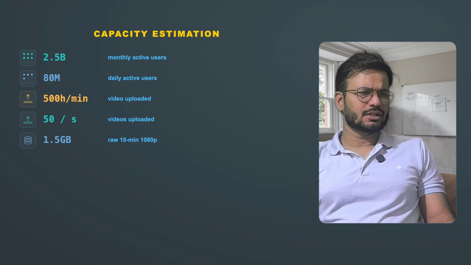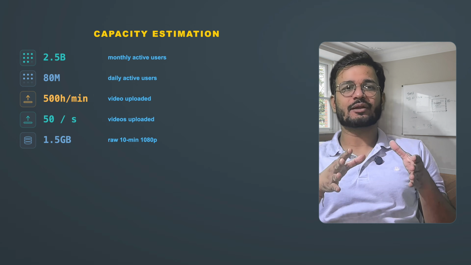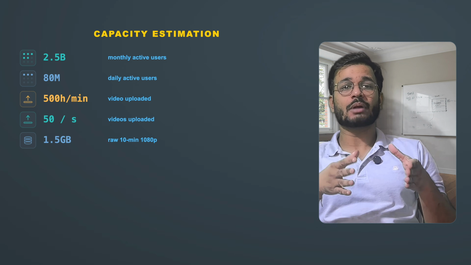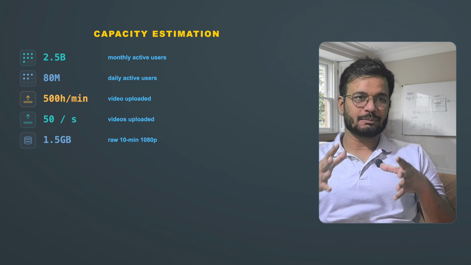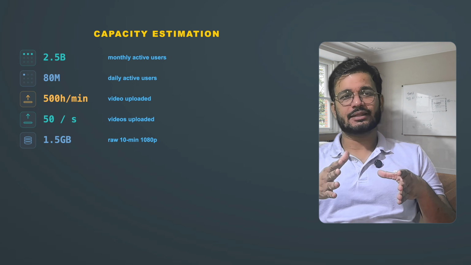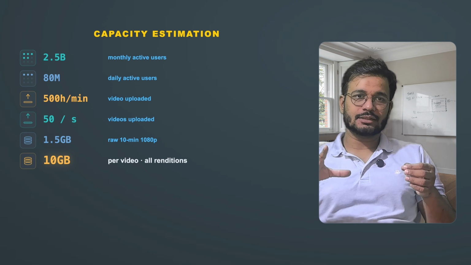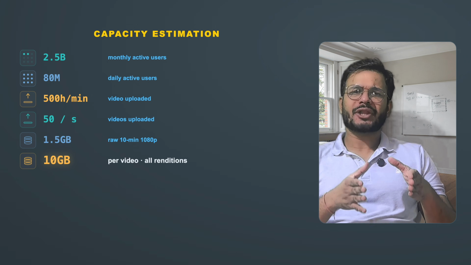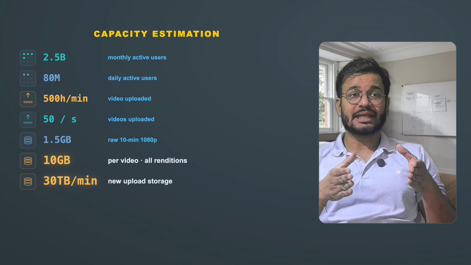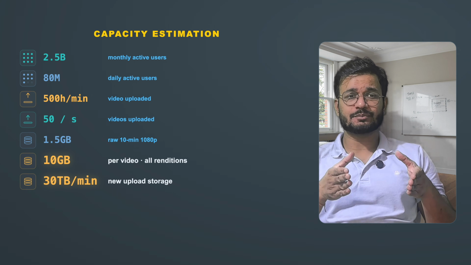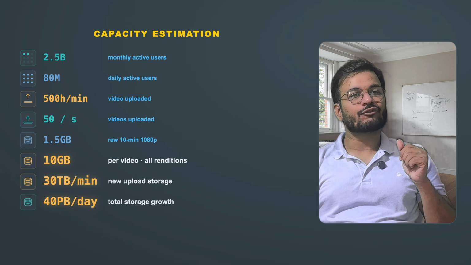About the storage, a raw 10-minute video in 1080p is roughly 1.5 GB. But after transcoding it into multiple formats like 4K, 1080p, 720p, 480p, 360p, and multiple codecs like H.264, VP9, AV1, that multiplies to around 10 GB per video. 3,000 videos per minute times 10 GB is equal to 30 terabytes per minute of new storage needed for uploads. Now per day, this is around 40 petabytes.